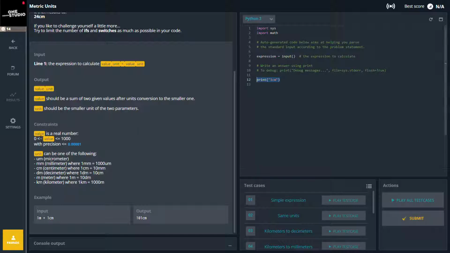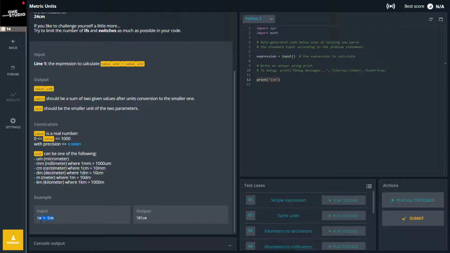The constraint is the value is a real number, where 0 is less than or equal to value, which is less than or equal to 1000, with precision less than or equal to 0.00001. The unit can be one of the following: micrometers, millimeters, where 1 millimeter is equal to 1000 micrometers, centimeters, where 1 centimeter is equal to 10 millimeters, decimeters, where 1 decimeter is equal to 10 centimeters, meters, where 1 meter is equal to 10 decimeters, and lastly kilometers, where 1 kilometer is equal to 1000 meters.